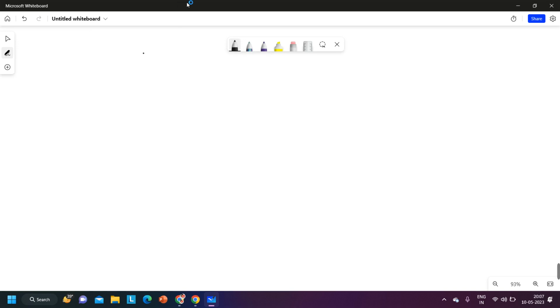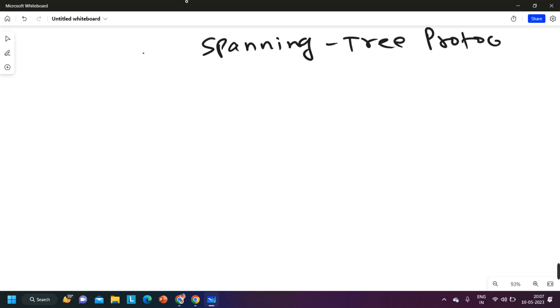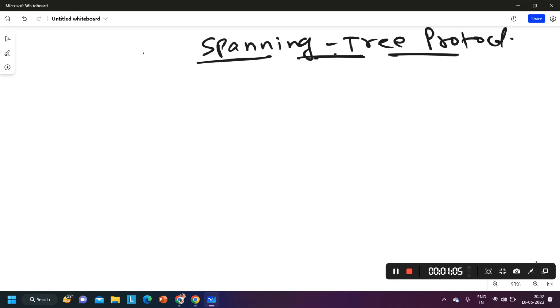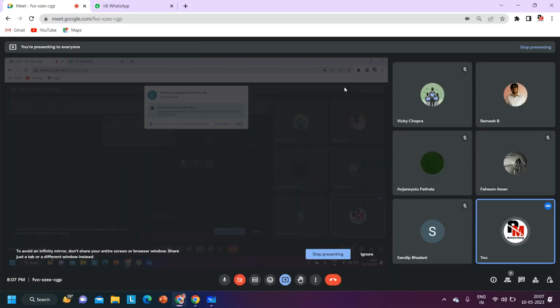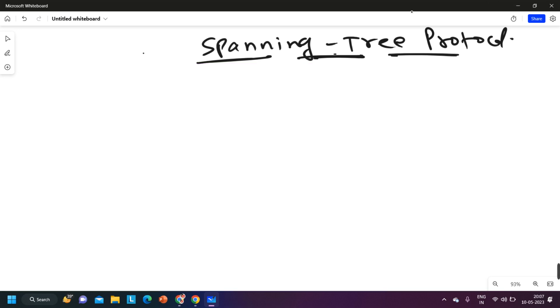Topic is guys, spanning tree protocol. What is the use of this protocol? To avoid the loop, sir. Yes, to avoid layer 2 loop. And you guys already know how a loop can form in a topology, right?